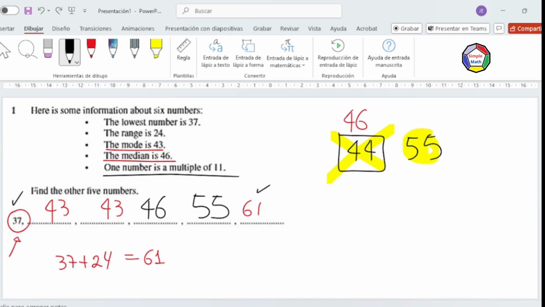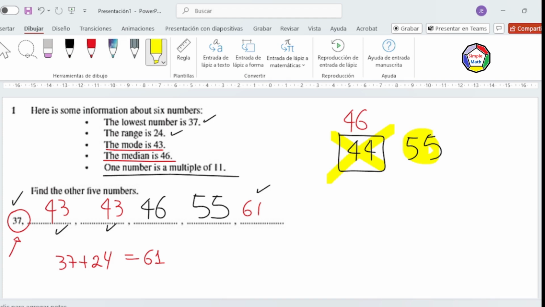So let's see if we can write it like that. So, let's verify all the instructions. The lowest number is 37. Good. The range is 24. Yes, I have already proved that. The mode is 43. Yes, it's 2 times. The median is 46. Let's verify that.